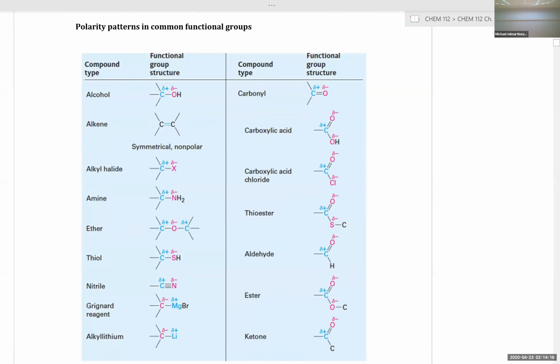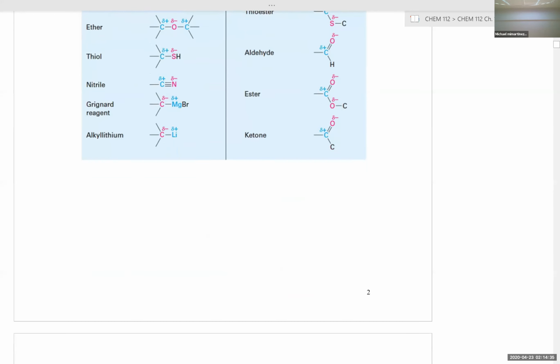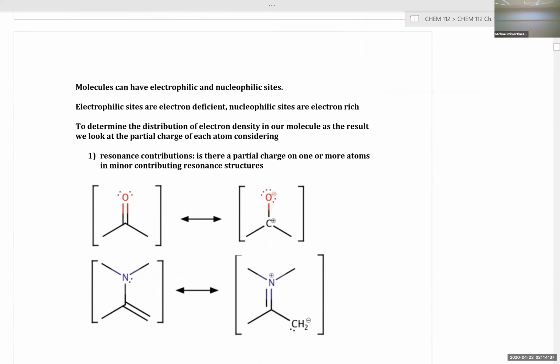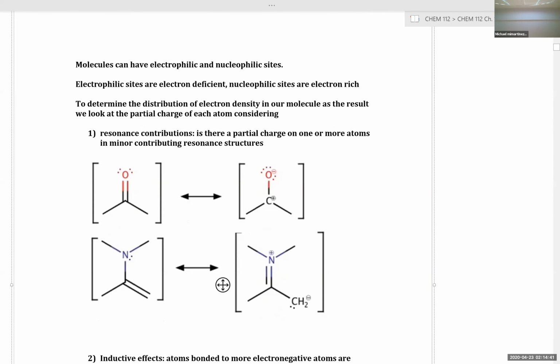So let's look at some common polarity patterns in functional groups. This is a nice little way of checking your work, and I'd also recommend that you review chapters 1 and 2 in terms of assigning electron-rich and electron-deficient atoms in molecules. This will help you recognize patterns of reactivity. You can always have that as a reference in your notes.